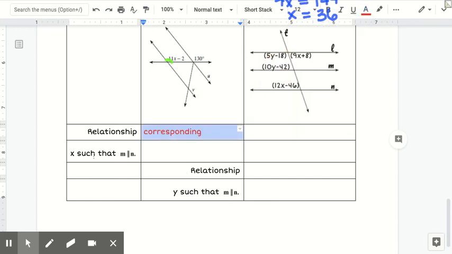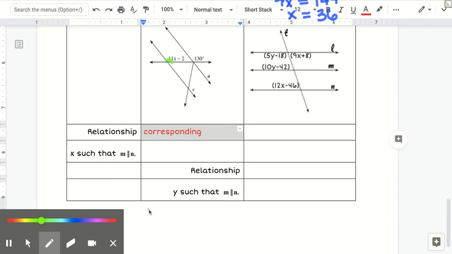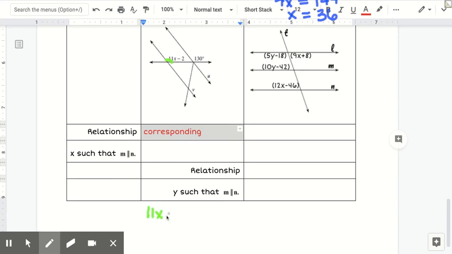Okay, so in order for the two lines, the V and the U lines to be, oops, this says M and N, should have been V and U. All right, in order for V and U to be parallel, then these two angles would have to be congruent. So that means I would set those up equal to one another. Let's say 11x minus 2 equals 130. And then I would solve for x.